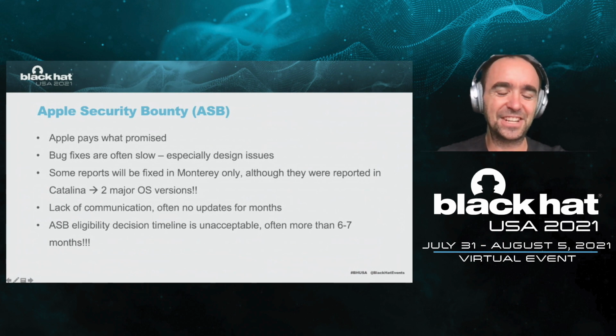They are really fair and they will pay what is promised, but bug fixes are often really slow, especially if it's more of a design issue. Sometimes they can take up to 2 years to be fixed. There are some bugs we reported in Catalina that will only be fixed in Monterey. There is a lack of communication, so often it feels like we send them an email and no one reads it. Hopefully that's not true, but it would be nice to get feedback more often.